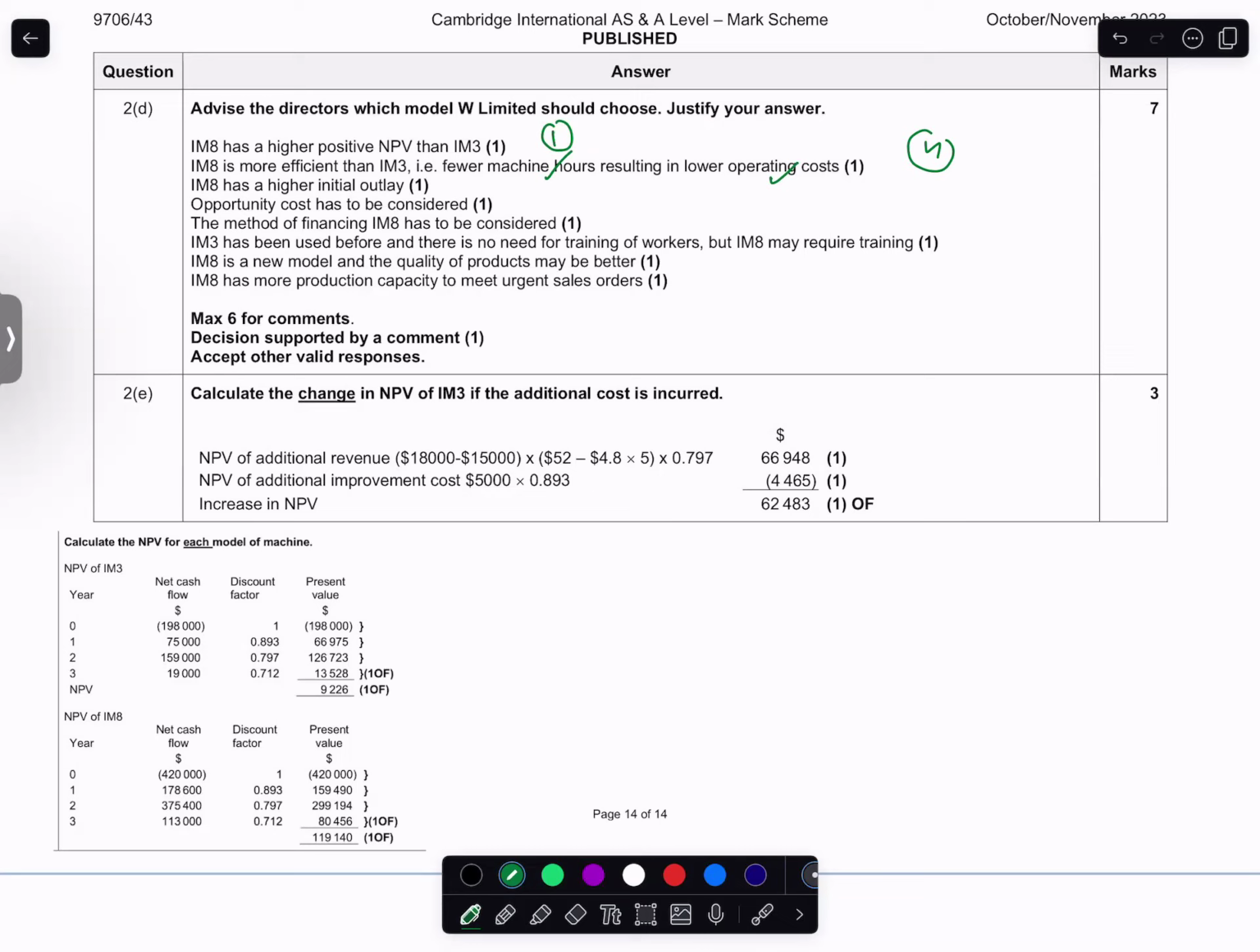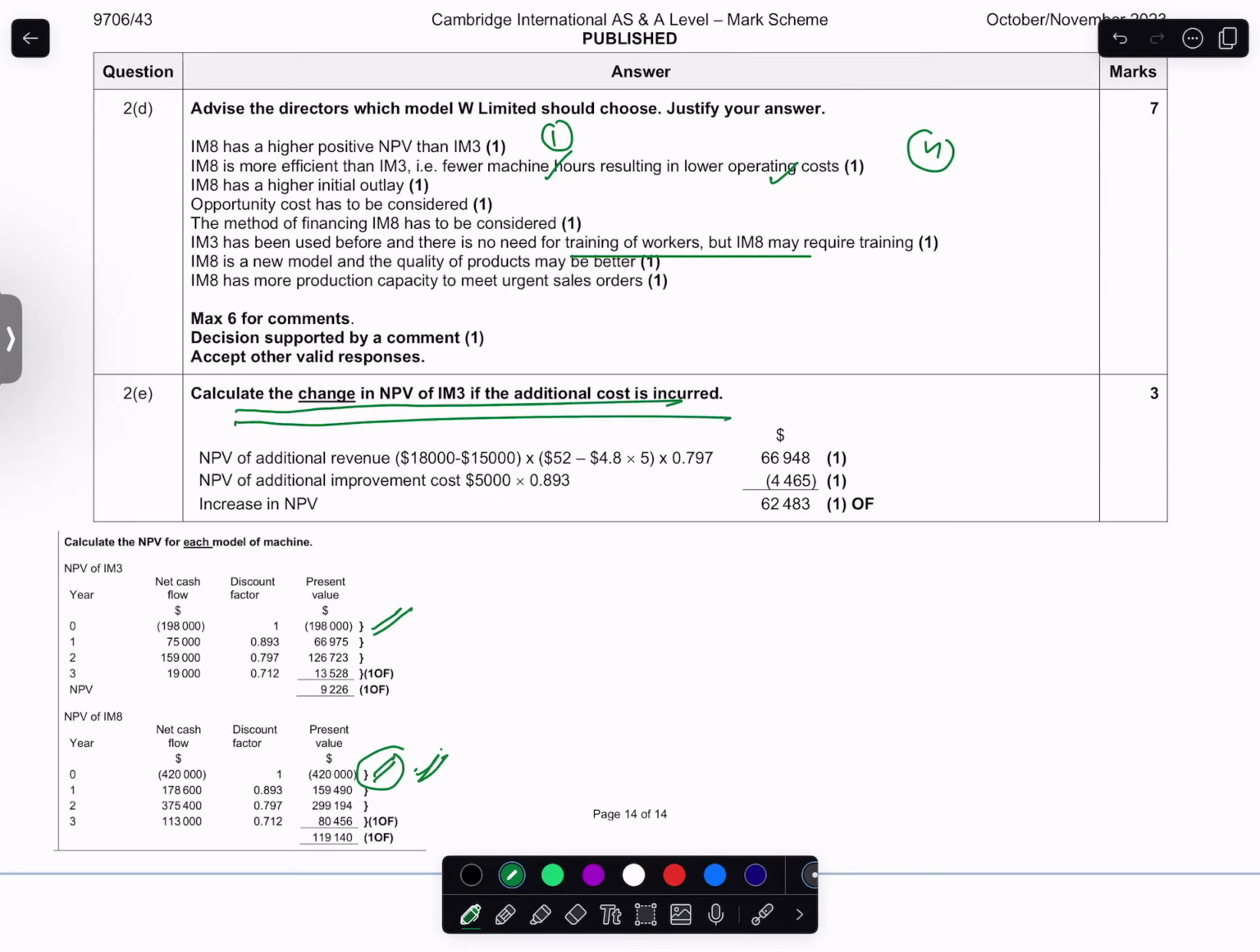Some negative points of IM8 will be that the company has not used it before, so they don't know how to use it. They have to train the workers. Also, the initial outflow is more for IM8. Okay. What would you suggest? To buy the new machinery IM8. There is no cash flow problem. Okay. Read this question.